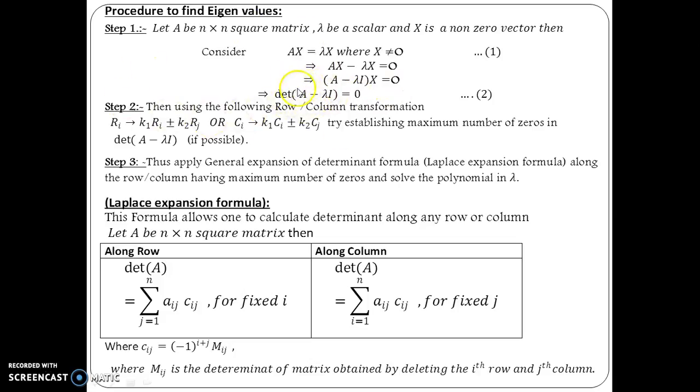In order to solve this determinant, we use the following row or column transformation, that is Ri changing to K1 Ri plus minus K2 Rj, or Ci changing to K1 Ci plus minus K2 Cj. Using this row or column transformation, we try to establish the maximum number of zeros in determinant A minus lambda I, if possible. In this step, we generally try to establish the maximum number of zeros in a particular row or column, or even at other places also, but we generally choose a particular row or column. Then we apply the Laplace expansion formula along the row or the column having the maximum number of zeros and solve the polynomial in lambda.